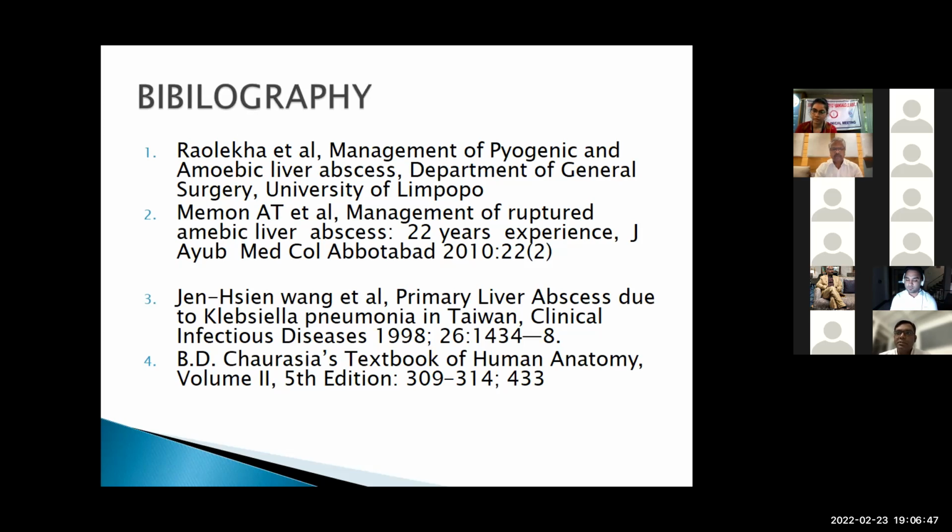Why I'm asking this is that recently not many people come with the classical symptoms of fever, chills and rigors, intercostal tenderness. Those are gone, that's right. But you concluded it is one of the main components in your patients. The most common symptom is abdominal pain followed by fever and chills, sir. Chills were there. Okay, fine.